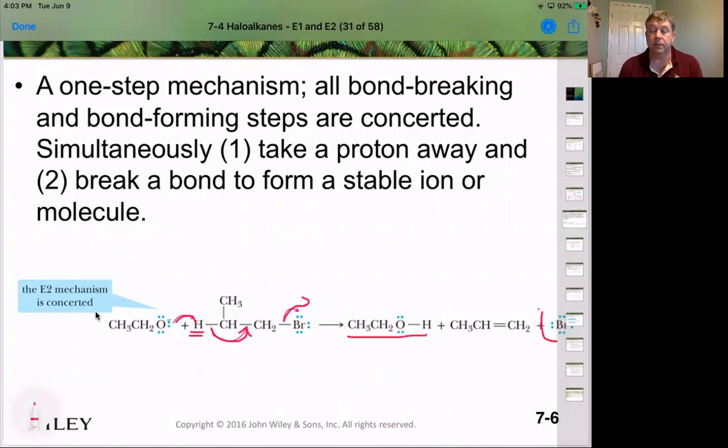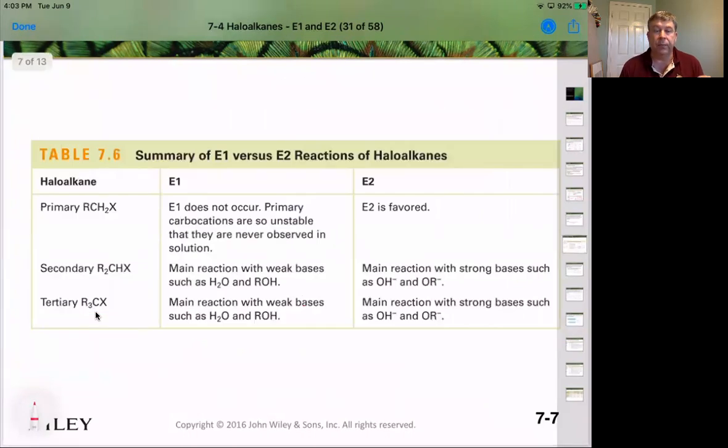So in this mechanism, we end up with our alkene and our protonated Lewis base. Okay, so just like in alkyl halide substitution reactions, E1 and E2 reactions have favorites. Primary alkyl halides do not occur by E1 reaction. The reason is, in an E1 reaction, you have to form a carbocation, and therefore primary carbocation is not stable. Therefore, an E2 reaction is favored.